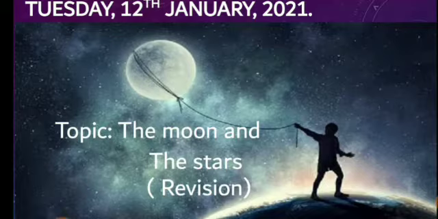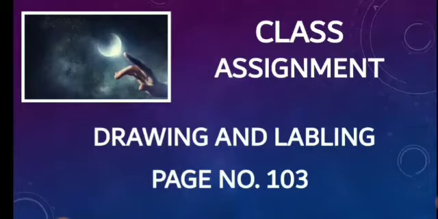As you all know, we have done almost all the exercises of this chapter. Just diagrams are left, so today we will draw the diagram from the chapter, the moon and the stars. Our class assignment is drawing and labeling from book page number 103. So all of you take out your science notebook.